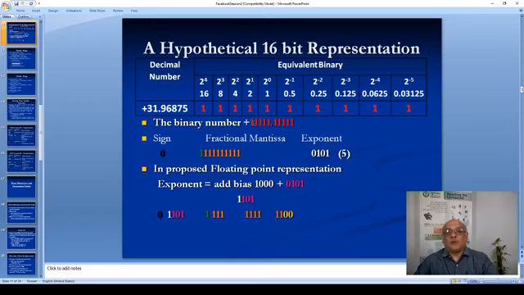So this is the representation for 31.96875. Now over here, what is the exponent? 1 movement, 2, 3, 4 and 5. So exponent happens to be 5, and in the bias representation, it is 1101. Fractional mantissa in this particular case, how many? 4 plus 2, so 10 bits. So the 10 bits, and one of them is going to be implicit.